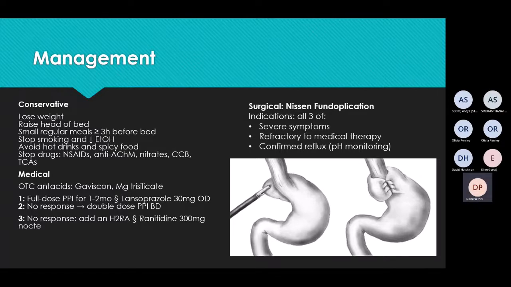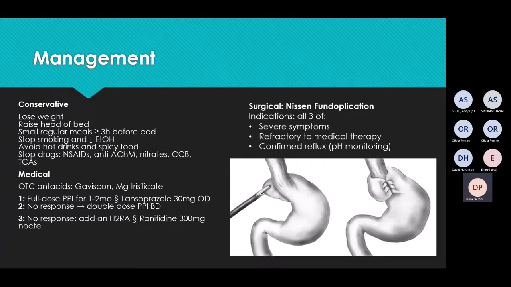So in terms of management of GORD, because it's a clinical diagnosis, we will discuss later on some of the investigations that you might do, but essentially it's a clinical diagnosis of someone presenting with acid reflux and no other cause or any risk factors that might alarm you. So things like losing weight, raising the head of your bed, so when you go lie down flat, you're not going to reflux acid into your esophagus and cause that irritation. Obviously stopping smoking and reducing alcohol intake, and removing any of those very easily modifiable factors such as hot drinks and spicy food. Eating more than 3 hours before bed is also very useful.